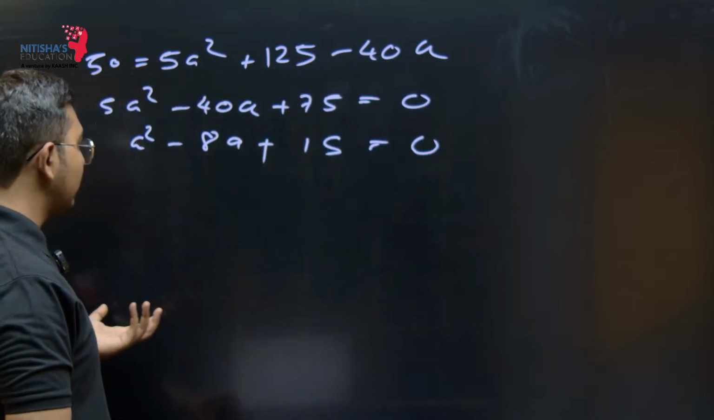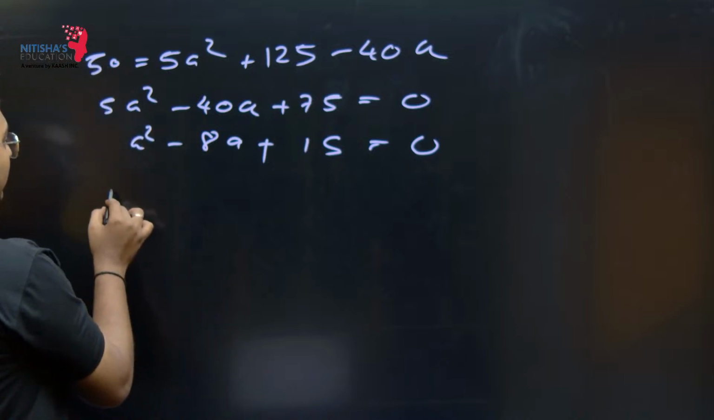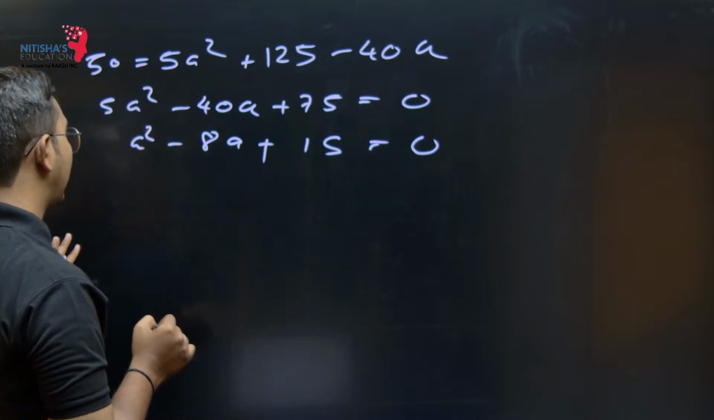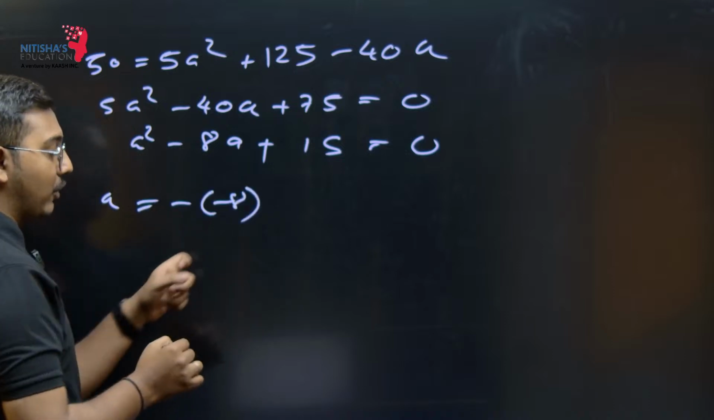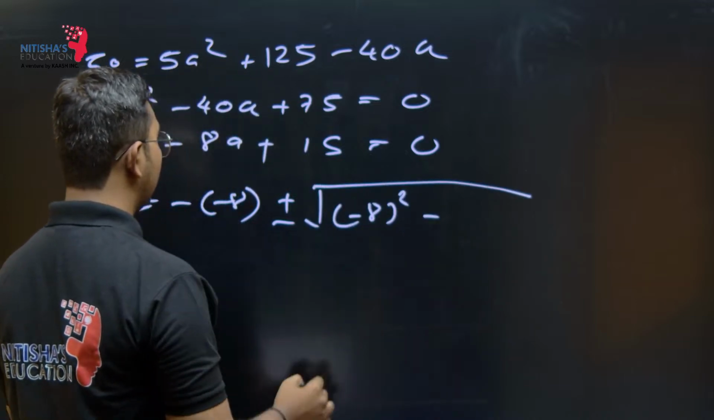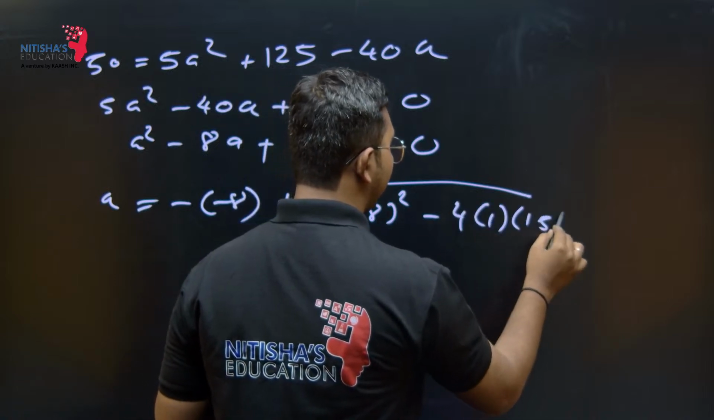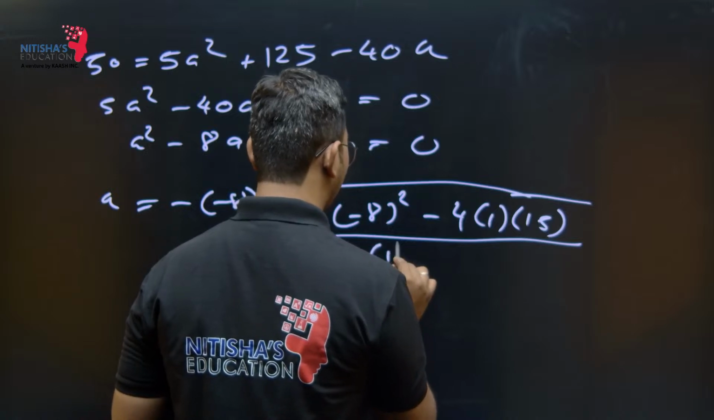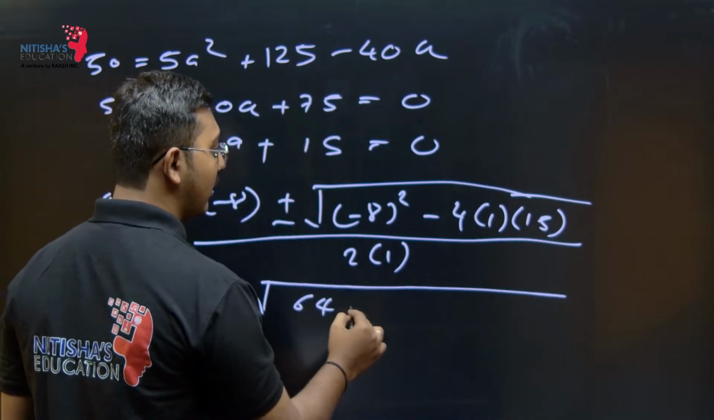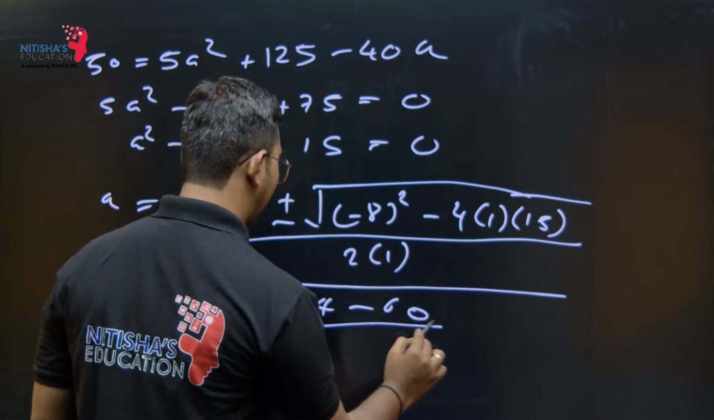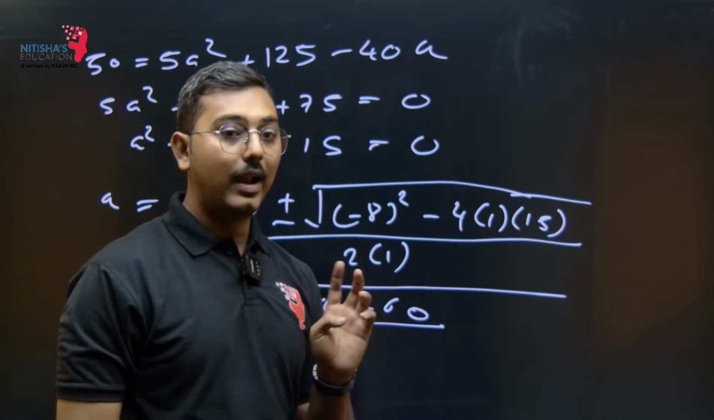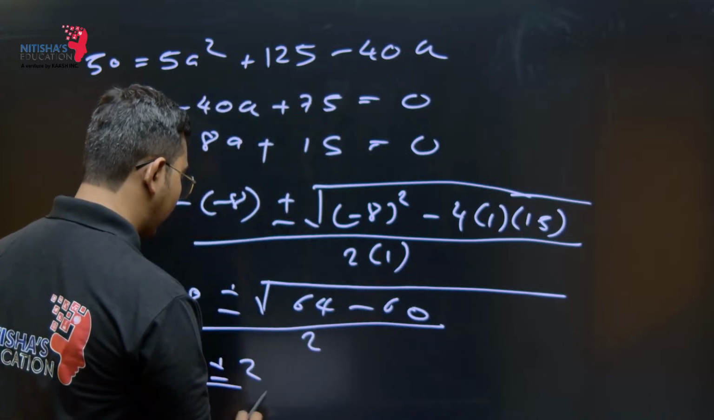So let us go with the quadratic formula. Is there any harm in it? I guess no. So a is equal to minus b plus or minus under root b square minus 4 times 1 times 15, whole divided by 2 times 1, which is equal to 8 plus or minus under root 64 minus 15 fours are 60, divided by 2, which will give you 8 plus or minus, 64 minus 60 will provide you 4, and under root 4 is 2. So plus or minus 2 divided by 2.